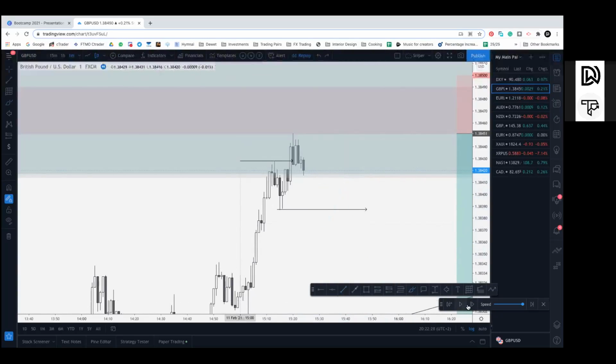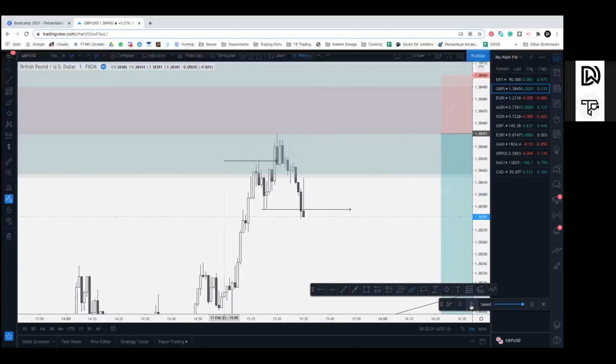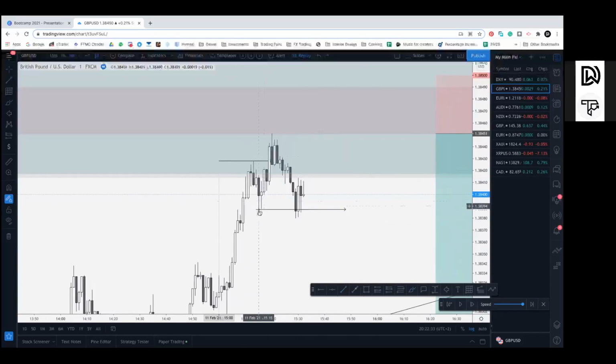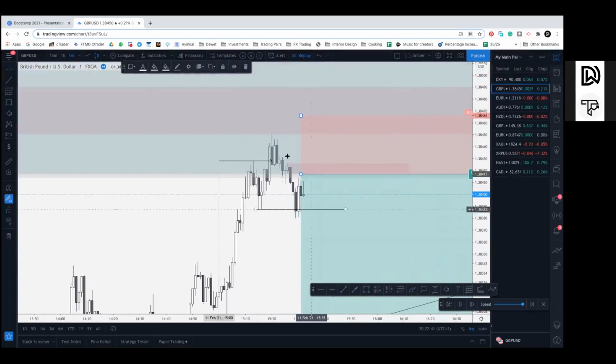So then we see price comes back down, breaks it marginally, but we have a structure break. We have an order block, a 1 minute order block, something like this.